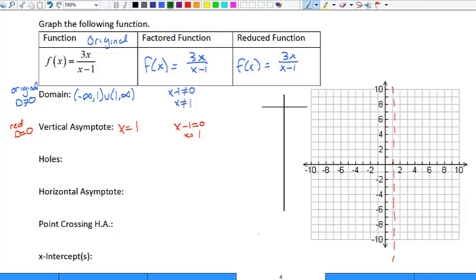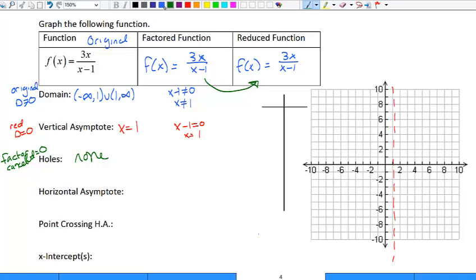Because none of the factors canceled at all, if you had any factors that canceled, you'd set those equal to 0 to get holes. But notice, from the factored form to the reduced form, nothing canceled, and so therefore there aren't any holes.